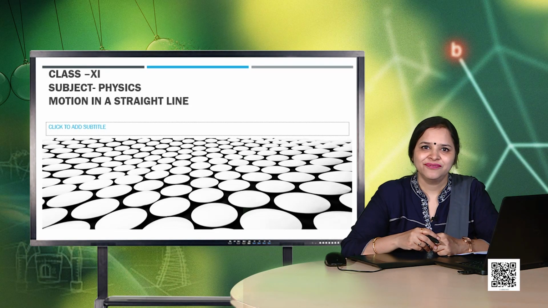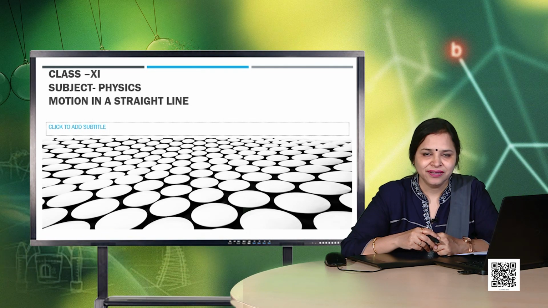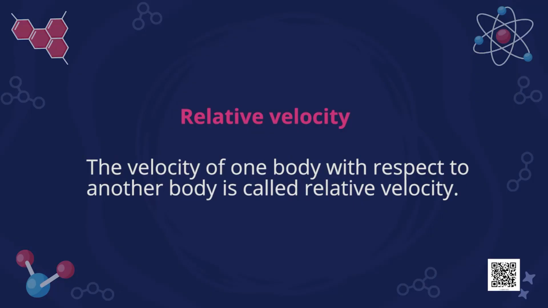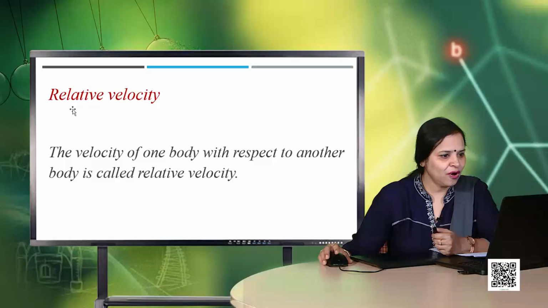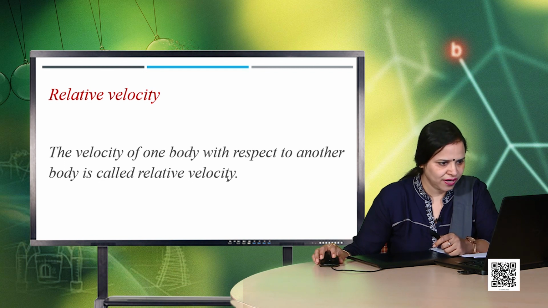In the previous session, we applied the kinematics equations of uniformly accelerated motion in various situations. Now, we continue our discussion with the concept of relative velocity. Relative velocity is the velocity of one object with respect to another object, or we can say the velocity of one body with respect to another body is called relative velocity.